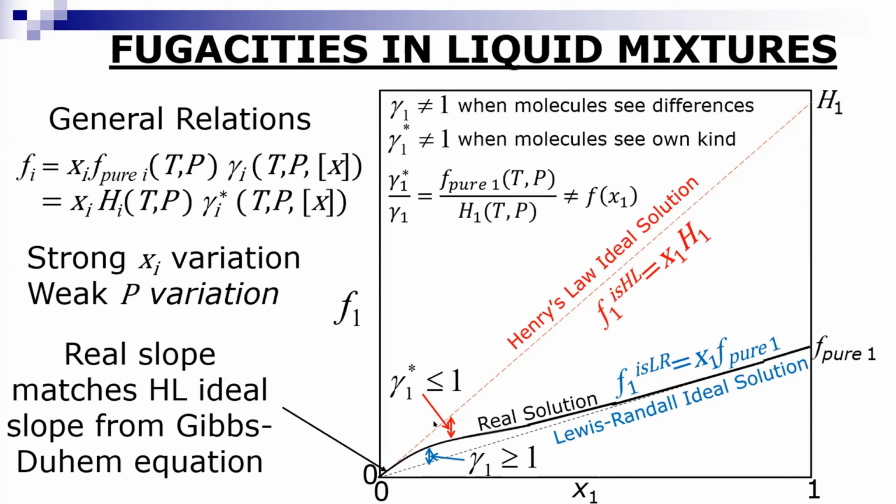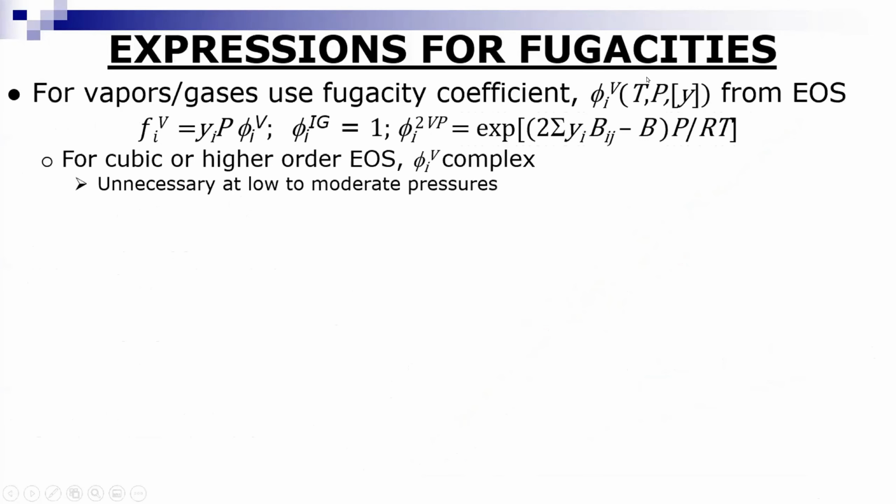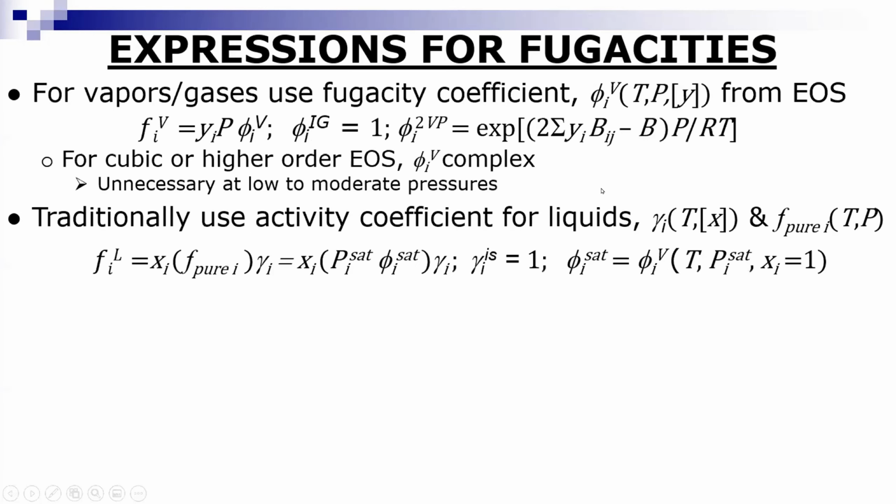And it really depends upon whether you're dealing with dilute solutions or concentrated solutions. So what are some of the expressions for fugacities? Well, you use a fugacity coefficient as we've shown, and the second virial coefficient term would look like this, where the second virial coefficient is between two different molecules, and there are correlations for this.